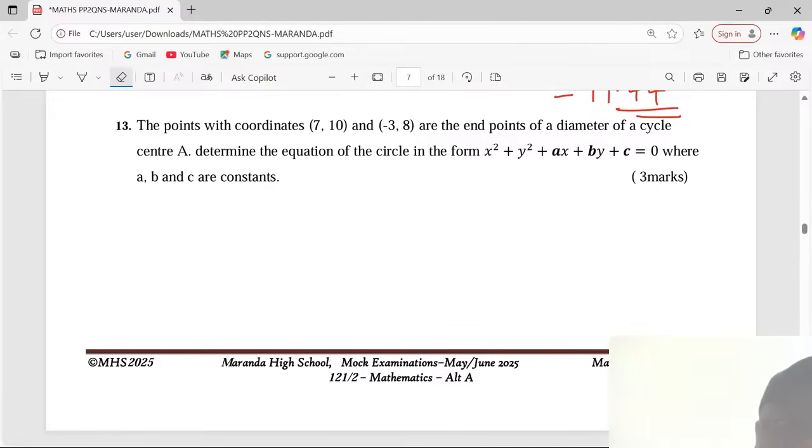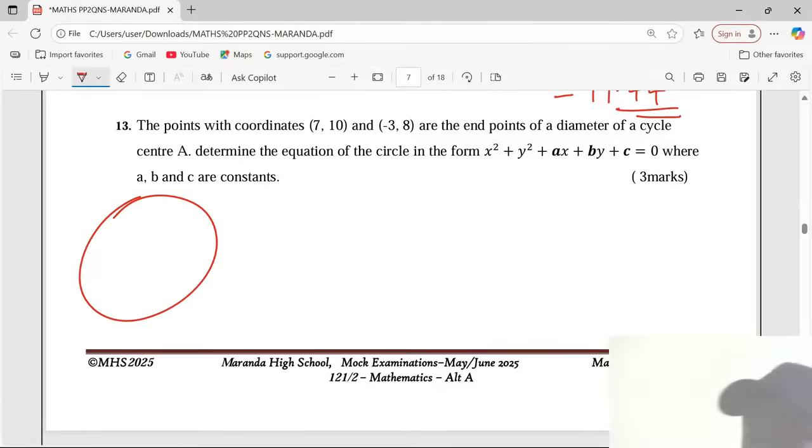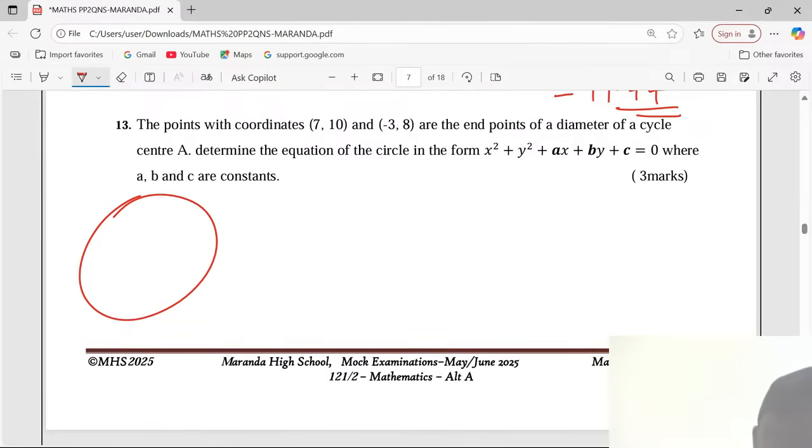With the two ends of a diameter, we should be in a position to find the center. The center is A. So one of the ends can be P, which is 7, 10. The other end can be Q, which is negative 3, 8.